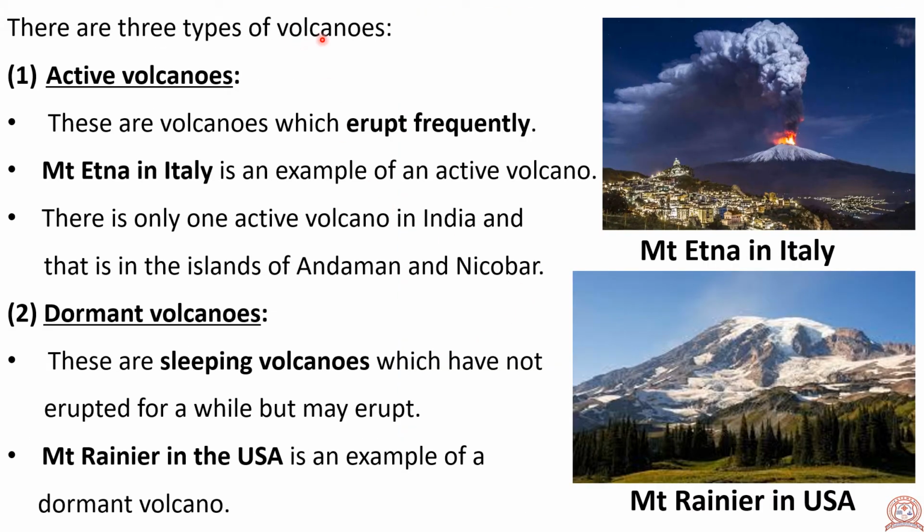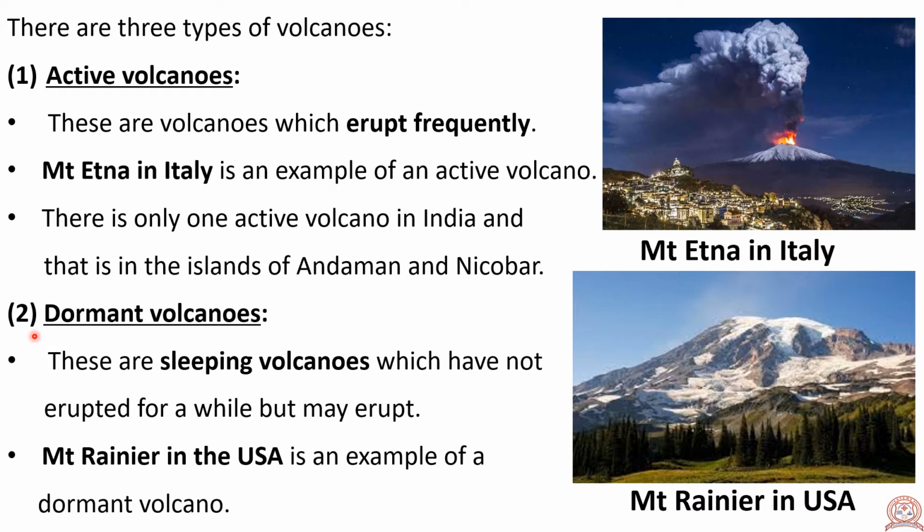There are three types of volcanoes: active volcanoes, dormant volcanoes, and extinct volcanoes. First one, active volcanoes. These are volcanoes which erupt frequently. Mount Etna in Italy is an example of an active volcano. There is only one active volcano in India, and that is in the islands of Andaman and Nicobar.